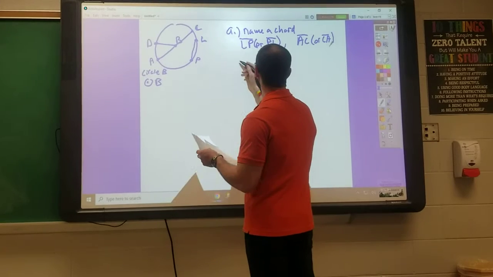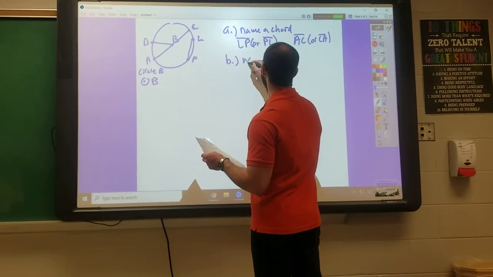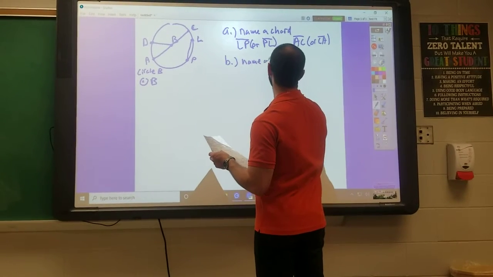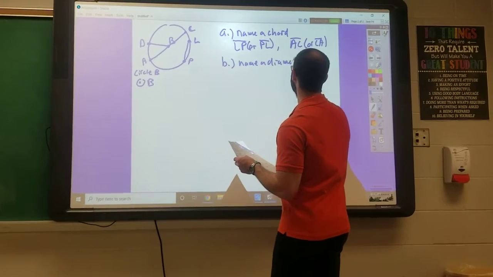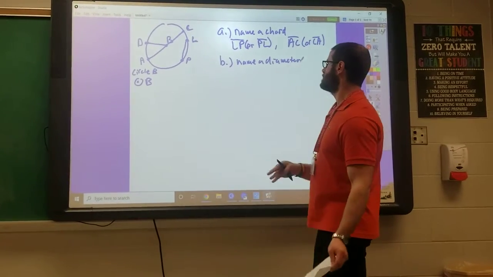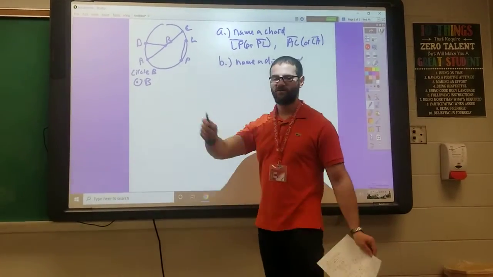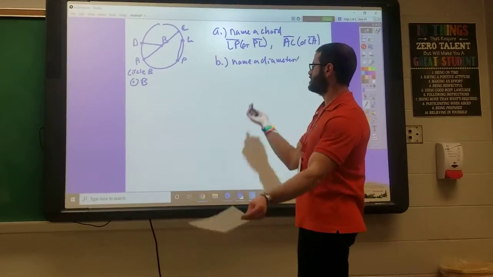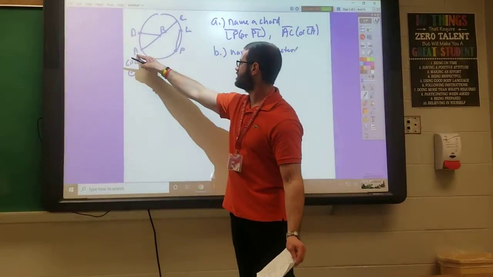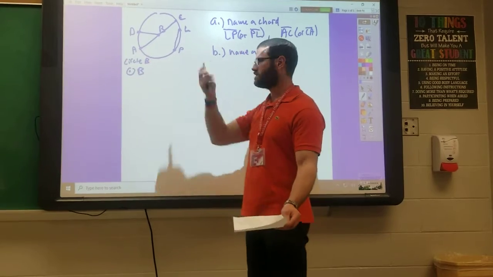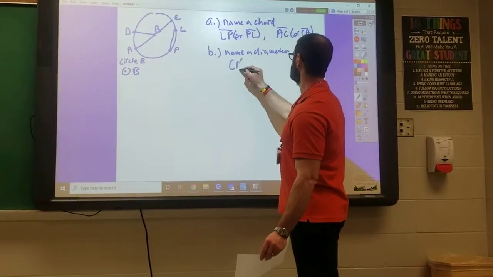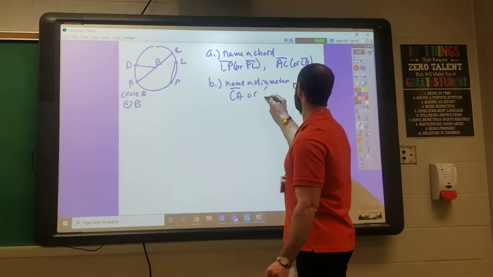B, name a diameter. According to the diagram, remember a diameter is a segment that has two endpoints on the circle and runs through the center. The only one that matches that would be segment AC or CA. Remember, we can name it either way, so segment CA or segment AC.